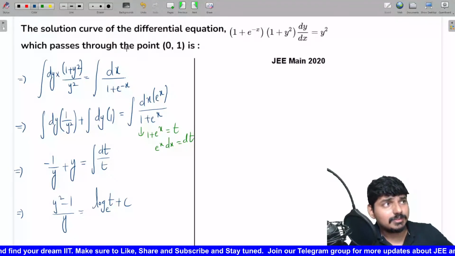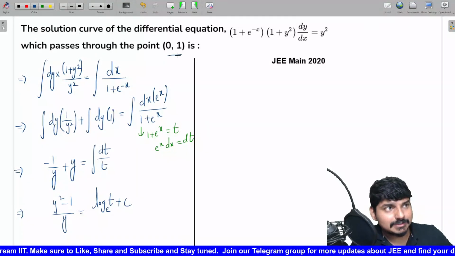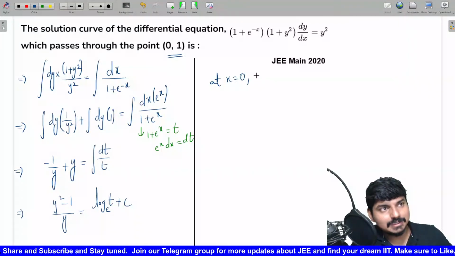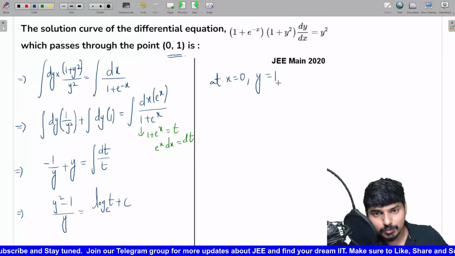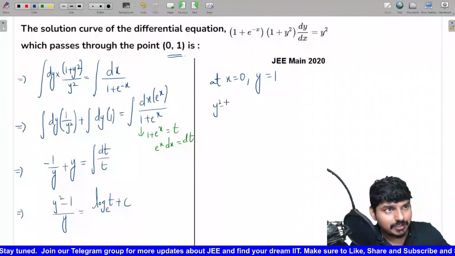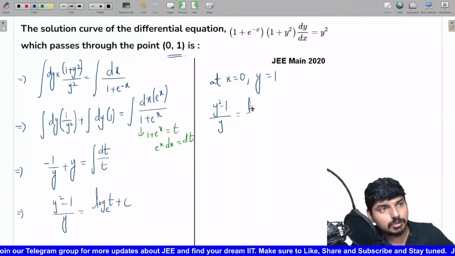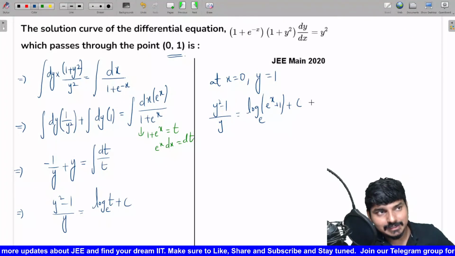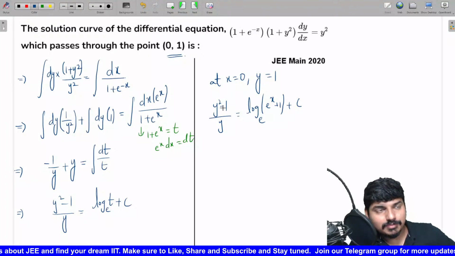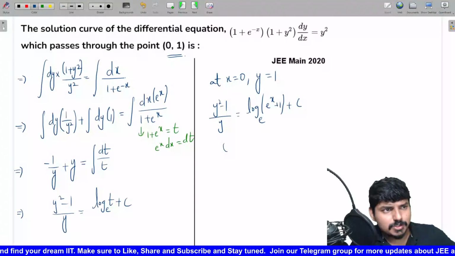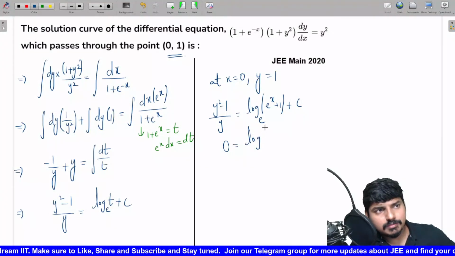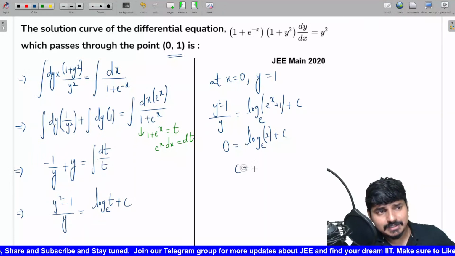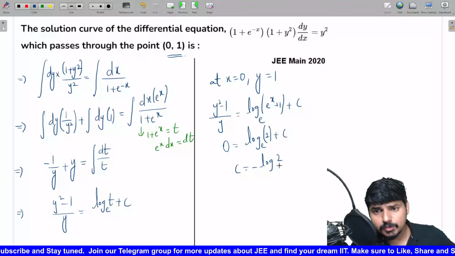Now it's given that the solution curve passes through the point (0, 1). So what does that mean? At x equal to 0, the value of y should be taken as 1. So we have y square minus 1 by y equal to log of (e raised to x plus 1) to the base e plus c. If you put x equal to 0 and y equal to 1, then 1 minus 1 is 0 on the left hand side. This gives you log of (e raised to 0 plus 1), which is log 2 base e, plus c. So I'm getting the c value to be minus log 2 to the base e.